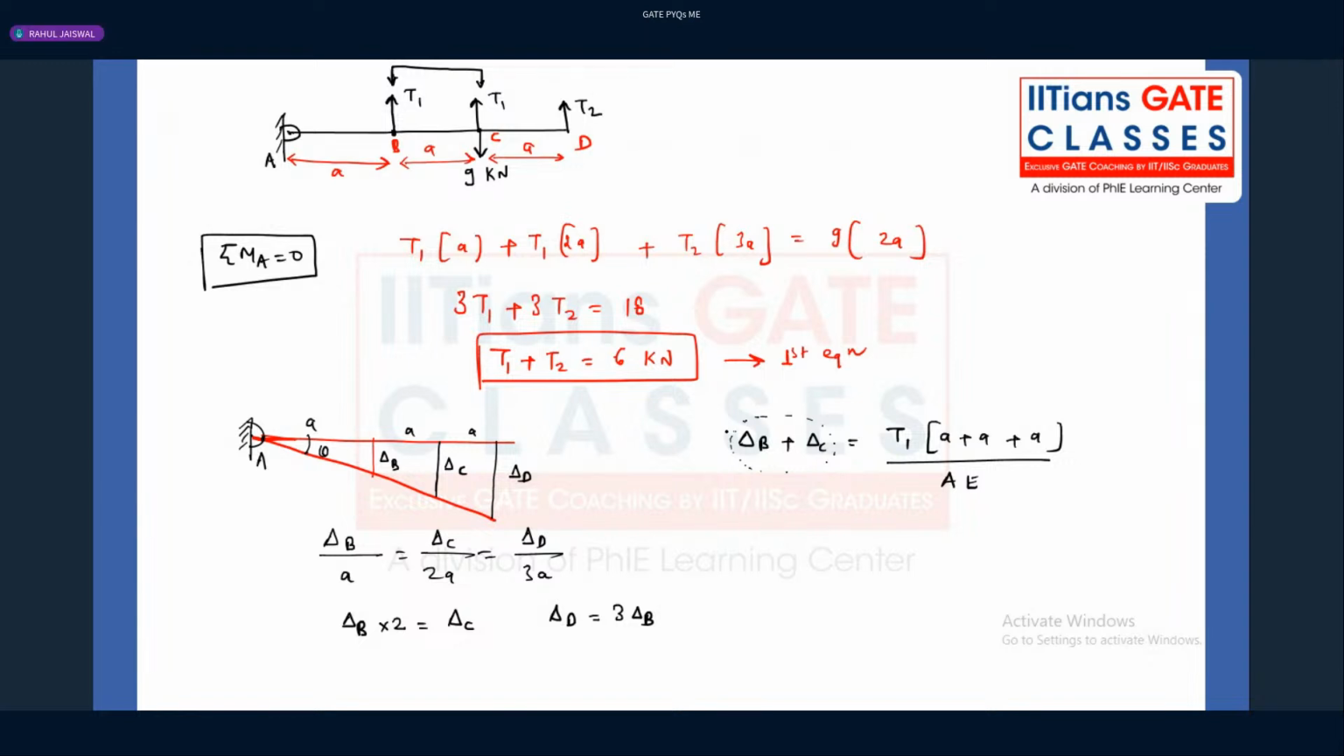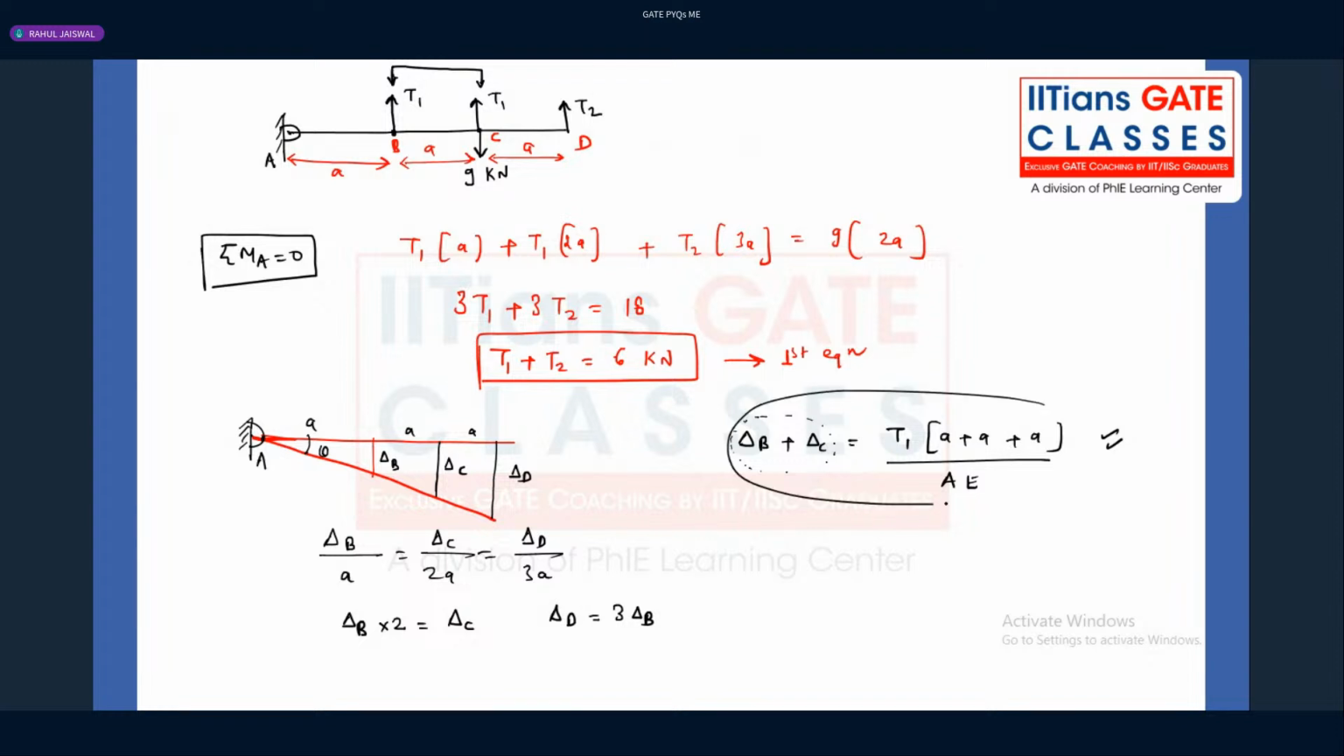Most of you might be thinking in the examination that they are different strings at point B and C. No, they are the same. Why is it the same? I already explained, right? And this is the most important step. If you're not getting this step, definitely you're not able to solve this particular problem.